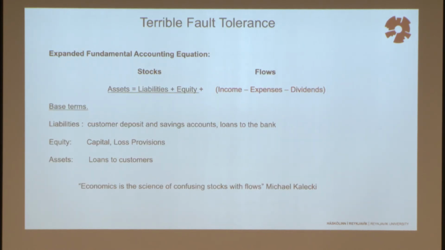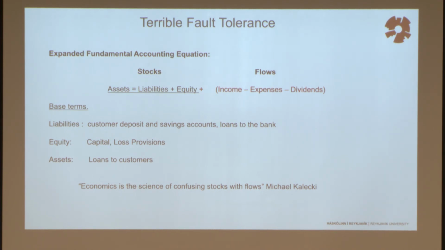Unfortunately, besides its hyperinflationary problems, which, to be fair, shouldn't happen now because that is well understood and can be stopped with proper regulation, the problem that you can't get around is that it has terrible fault tolerance against loan defaults. And there's a famous quote about economics being the science of confusing stocks with flows, and if the economists want to be fair, they can actually blame the accountants for this. The problem essentially is that banks are governed by the expanded accounting equation. And if you look at that closely, you can essentially divide it into stocks on one side and flows on the other. The stocks are the assets, liabilities, and equity of the bank, which are the loans, the customer deposits, and the original capital, which includes money that is set aside for loss provision.